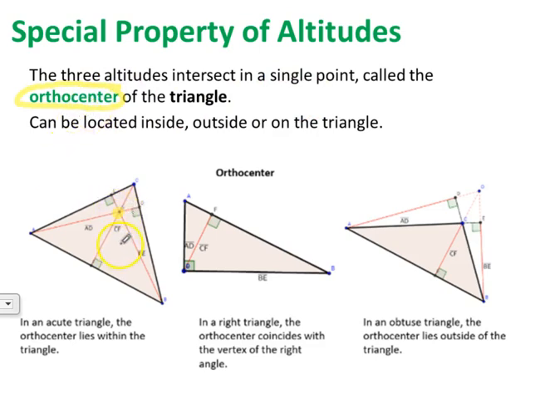Now, the special property of the orthocenter of our altitudes is that the orthocenter can be located inside. If we have acute triangles, it's always going to be inside our triangle. The orthocenter might be located on the triangle, and that would only happen when we have right triangles. Or it might be outside of the triangle, and that only happens when we have obtuse triangles. So orthocenters might be located inside, on, or outside of the triangle, depending on what kind of triangle it is.